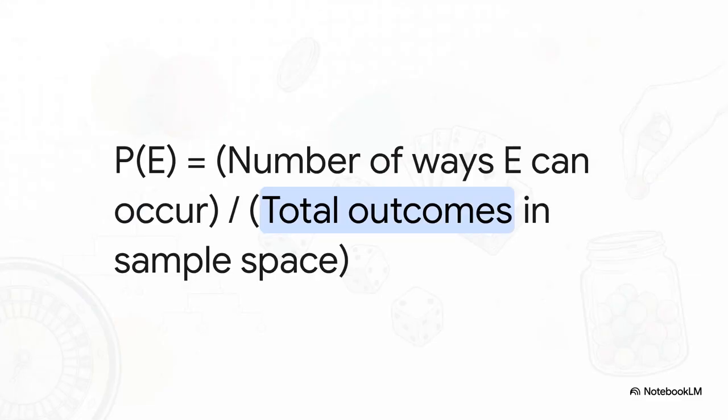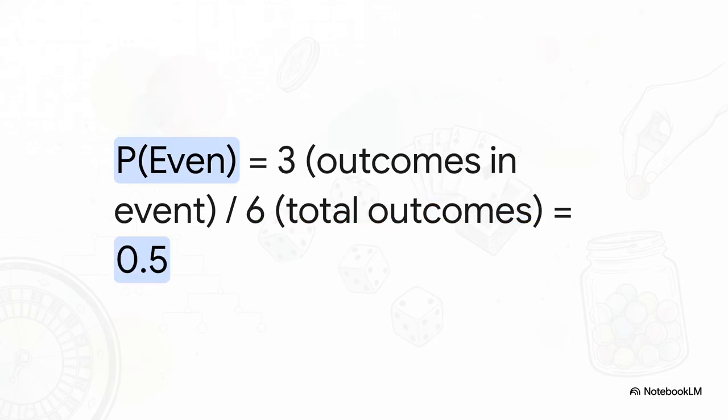So now that we have these 2 pieces, the event and the sample space, we can finally put them together with the classical probability formula. This thing is simple but so powerful as long as every outcome has an equal chance. It's just the number of ways your event can happen divided by the total number of things that could happen. So let's plug in our numbers from the die roll. The number of ways our event, rolling an even number, can happen is 3, right? 2, 4, 6. And the total number of outcomes on our map is 6. So you just do 3 divided by 6, which is 0.5, or a 50% chance. It really is that straightforward.